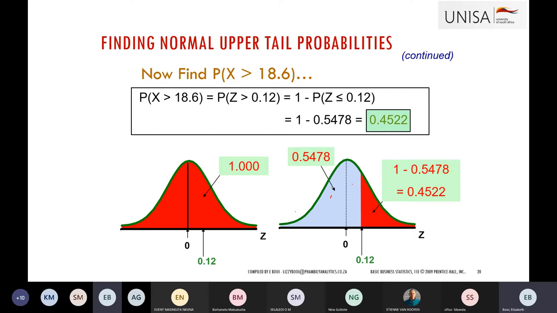Any questions? If there are no questions, then I can give you an exercise just to give you a feel of how we do the probability of greater than.